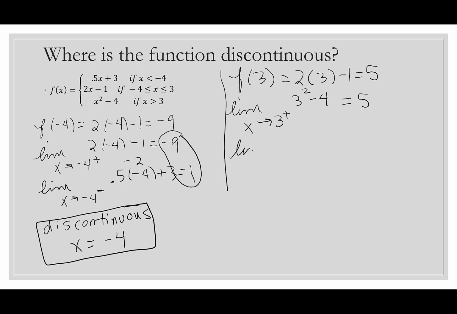If I look at the limit, when x is going to 3 from the negative side, then that's back to the middle line, so I have 2 times 3 minus 1. 6 minus 1 is 5. So 5, 5, 5 is good news. The limit is 5, the value is 5. So 3 is a number that works, it's continuous there, so the only problem I have is that negative 4.